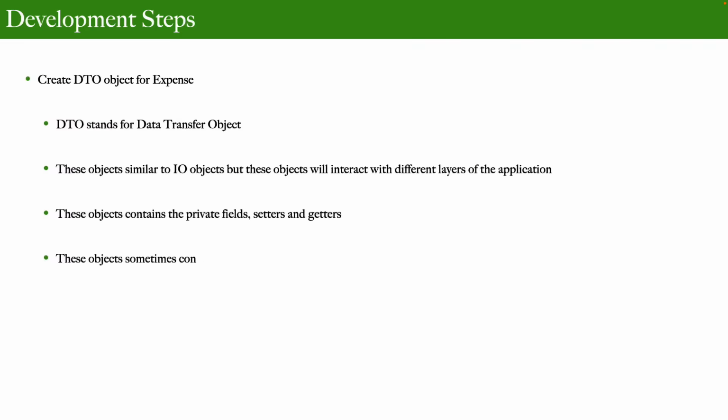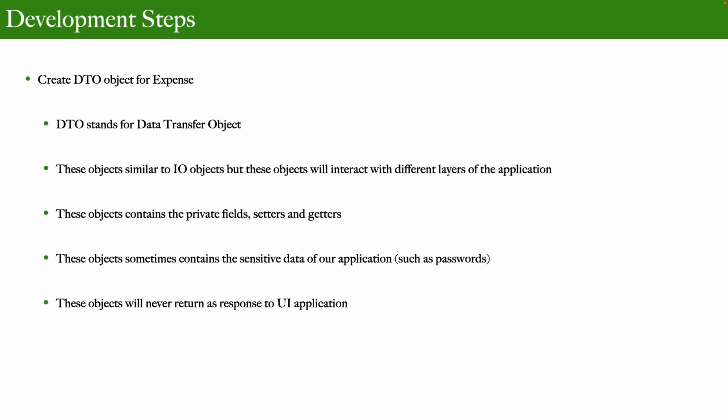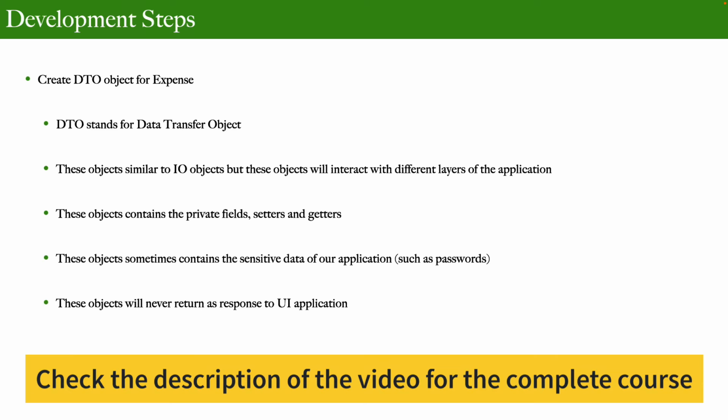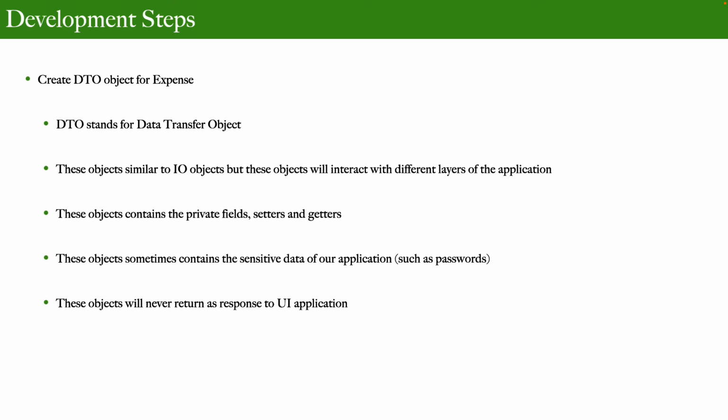The next step is to create the DTO object for expense. DTO stands for data transfer object. It is a design pattern, and it is widely used in the industry. These objects are similar to IO objects, but these objects will interact with the different layers of the application. Sometimes these data transfer objects will interact with the presentation layer and the service layer, and sometimes they will interact with the database layer as well.